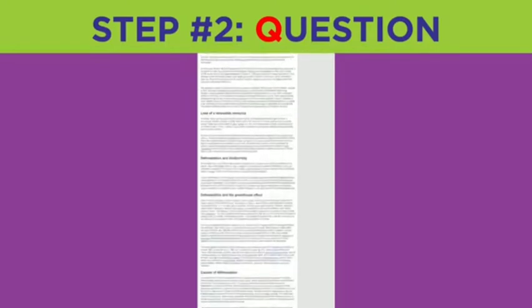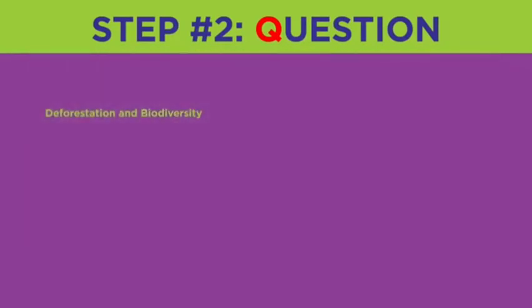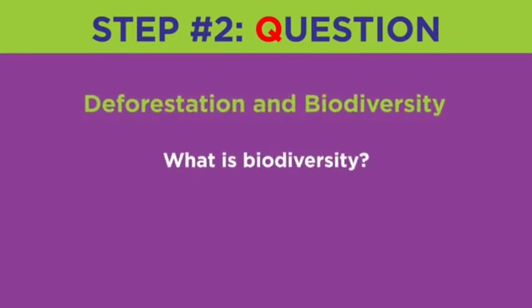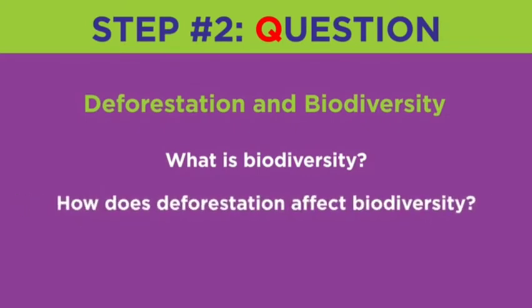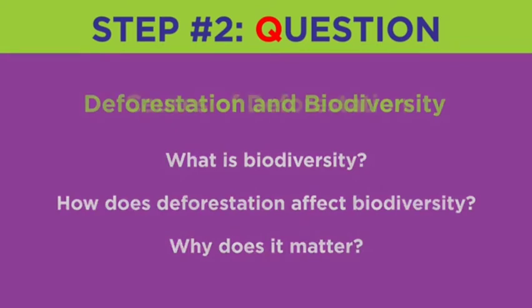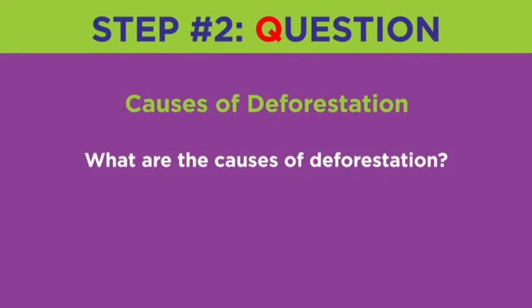One of the headings in the article about deforestation is Deforestation and Biodiversity. After reading the heading, you might have these questions. What is biodiversity? How does deforestation affect biodiversity? Why does it matter? From the heading Causes of Deforestation, you might wonder, what are the causes of deforestation?